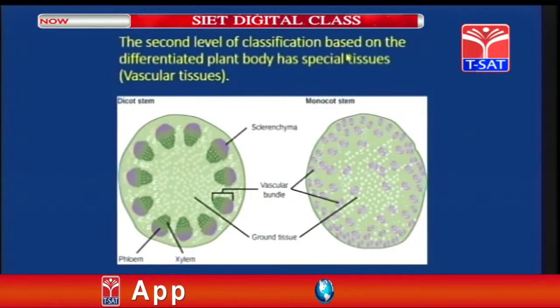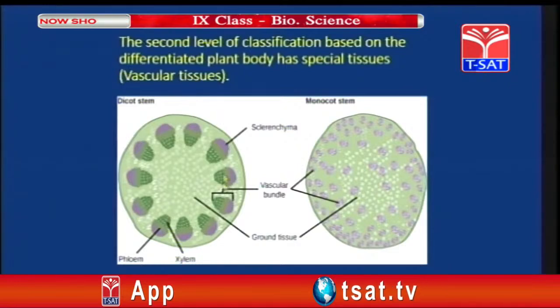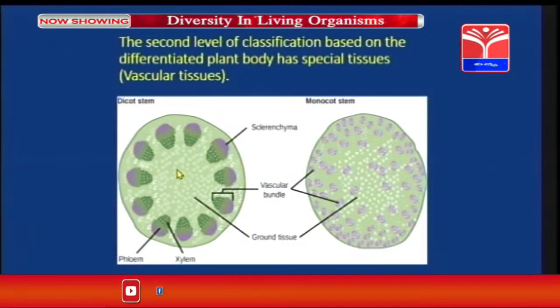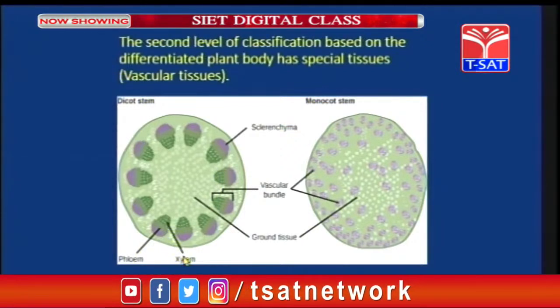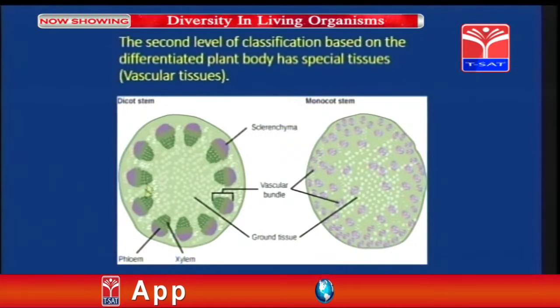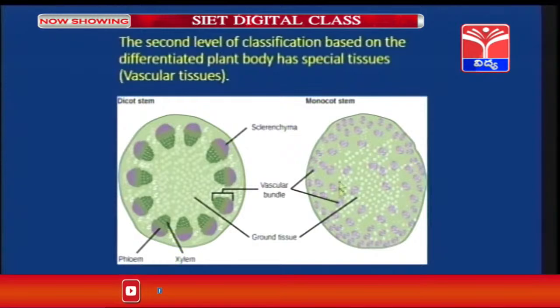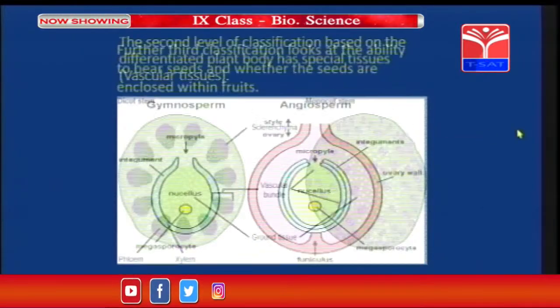The second level of classification is the special tissues, vascular tissues. So what are vascular tissues? Vascular bundles, xylem and phloem. As you all know, xylem is useful for the conduction of water, whereas phloem is useful for the conduction of food material. If the xylem and phloem are present in a concentric ring, they are called dicots, and if they are present in an irregular manner, they are monocots.